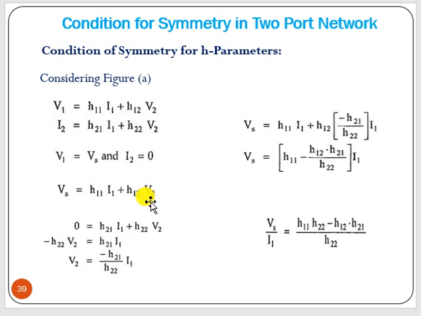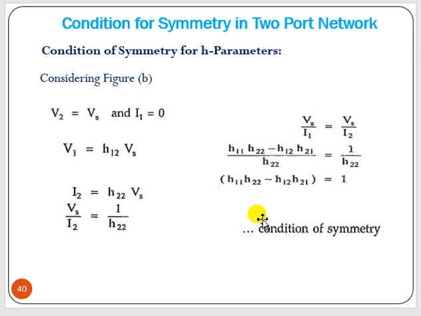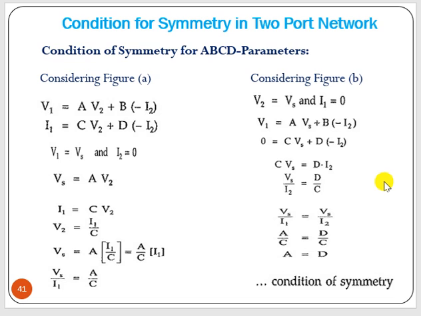Okay. Then we can have Vs by I1 as the expression. Similarly, V2 equal to Vs, I1 equal to 0. Put in the equation, we get Vs by I2. If we equate that, we will get the condition of symmetry: H11 into H22 minus H12 into H21 equal to 1. That is the condition of symmetry for H parameter.